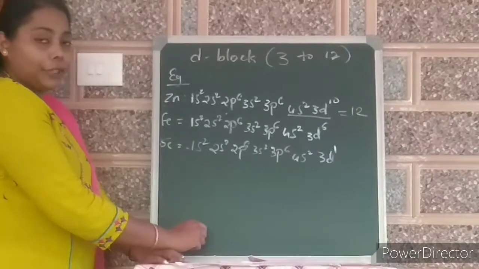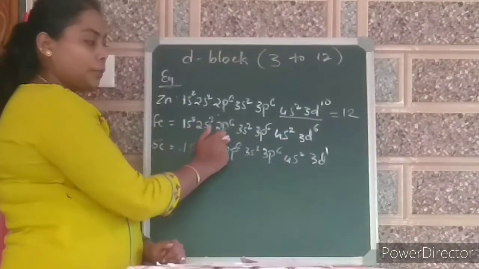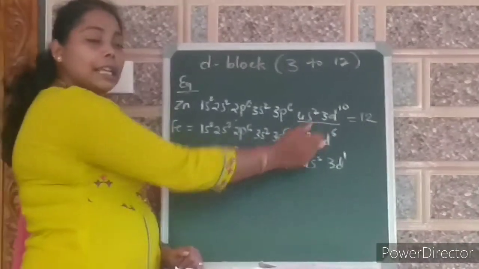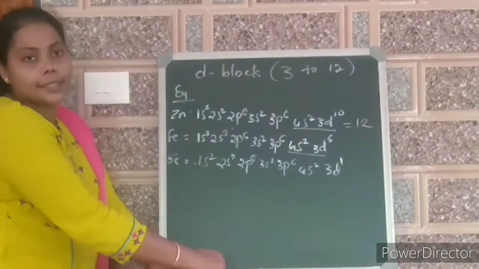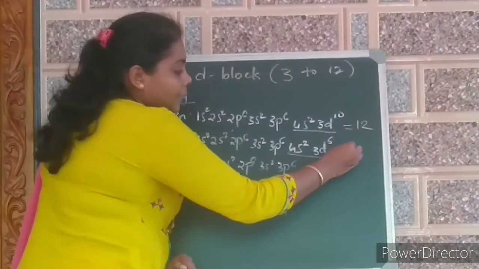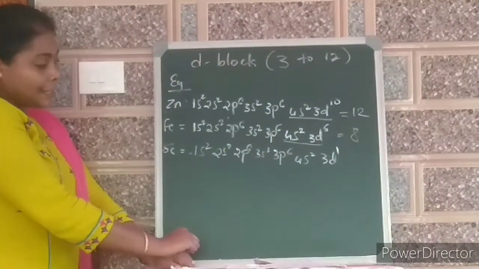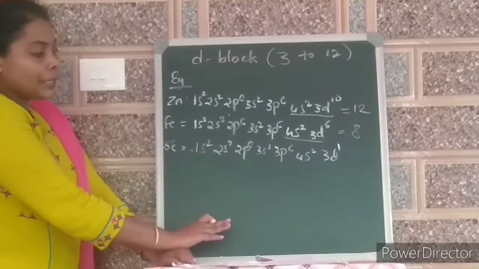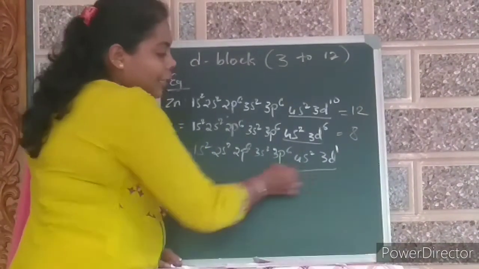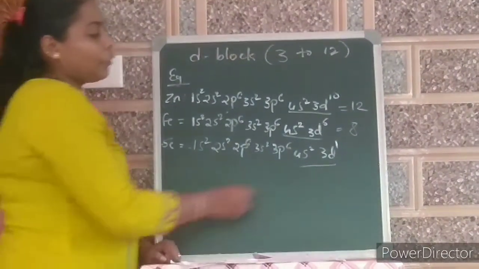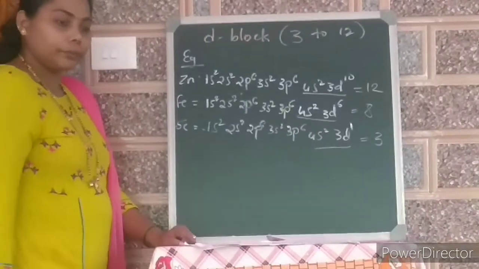Similarly for iron, Fe, atomic number 26. Therefore, the electronic configuration is 1s2, 2s2, 2p6, 3s2, 3p6, 4s2 and 3d6. The last energy levels are 4s2 and 3d6. Therefore, 2 plus 6 equals 8. It comes under the 8th group. One more example is Sc, scandium: 1s2, 2s2, 2p6, 3s2, 3p6, 4s2 and 3d1. Here also the last energy levels are 4s2 and 3d1. Therefore, 2 plus 1 equals 3. It comes under the 3rd group.